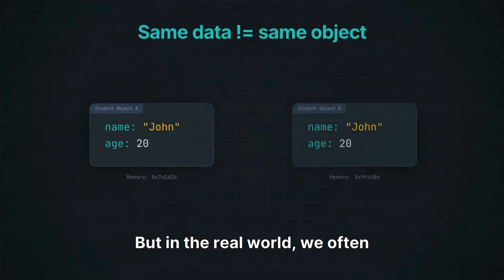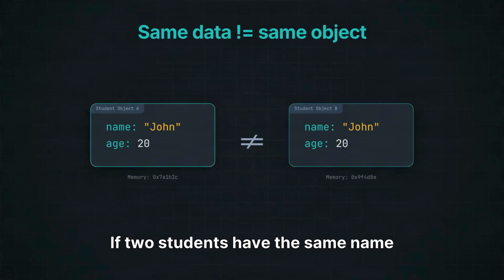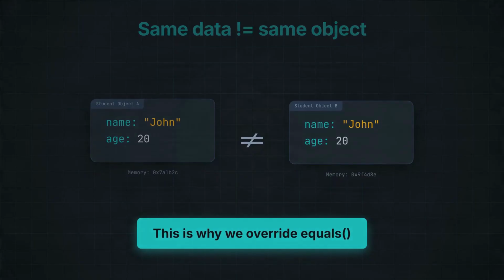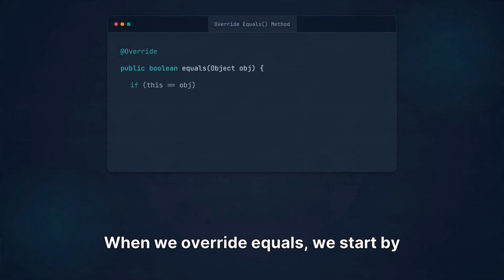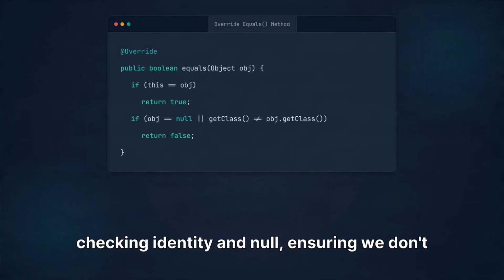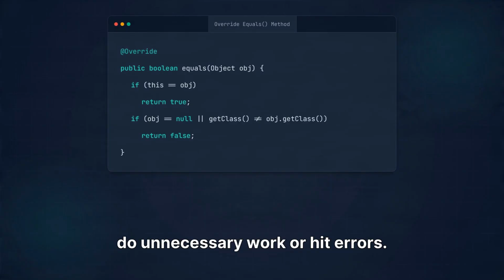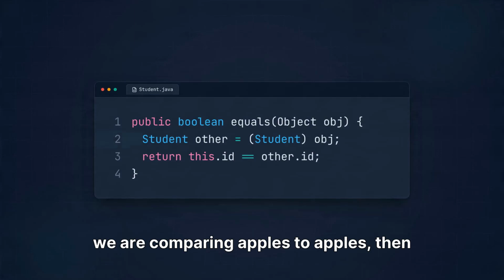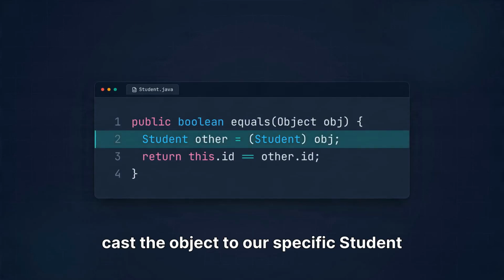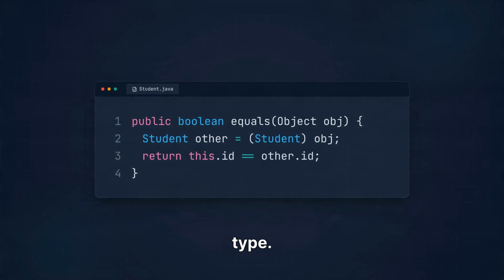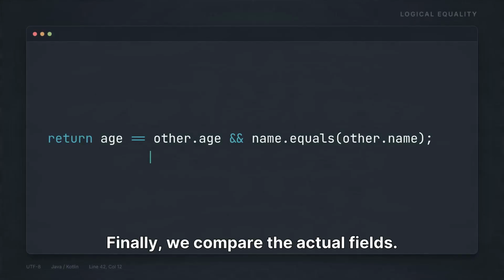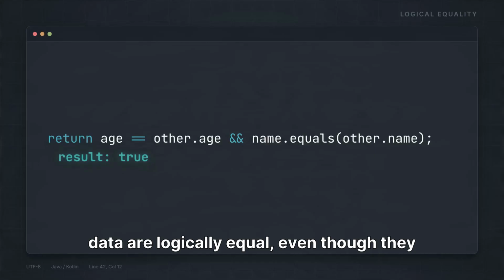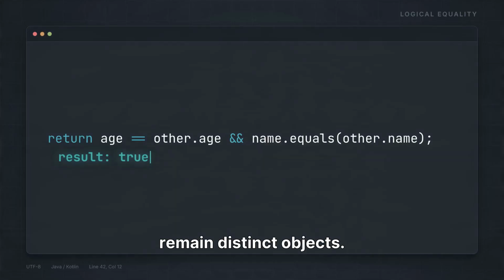But in the real world, we often care about the data. If two students have the same name and age, we probably want them to be considered equal. When we override equals, we start by checking identity and null, ensuring we don't do unnecessary work or hit errors. We verify the class type to ensure we are comparing apples to apples, then cast the object to our specific Student type. Finally, we compare the actual fields. Now, our Student objects with the same data are logically equal, even though they remain distinct objects.